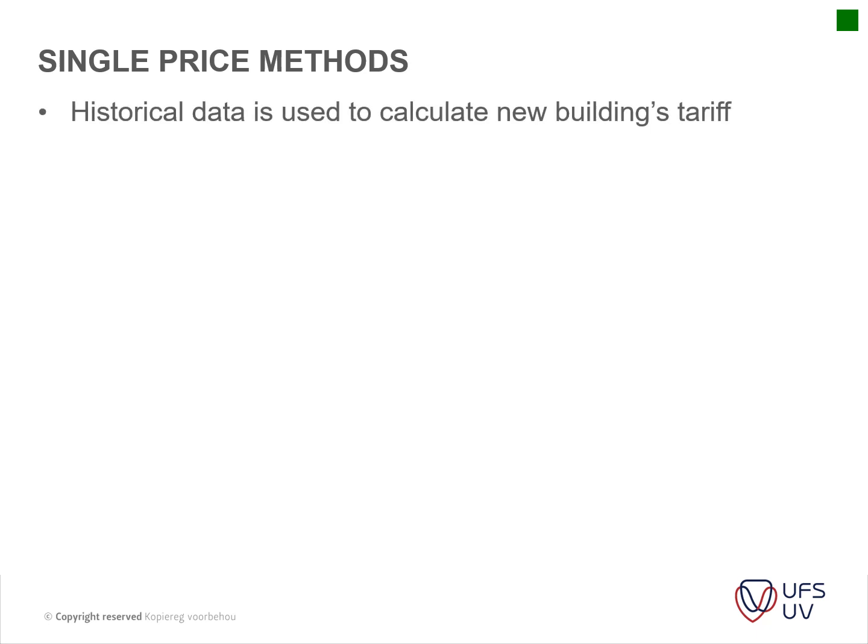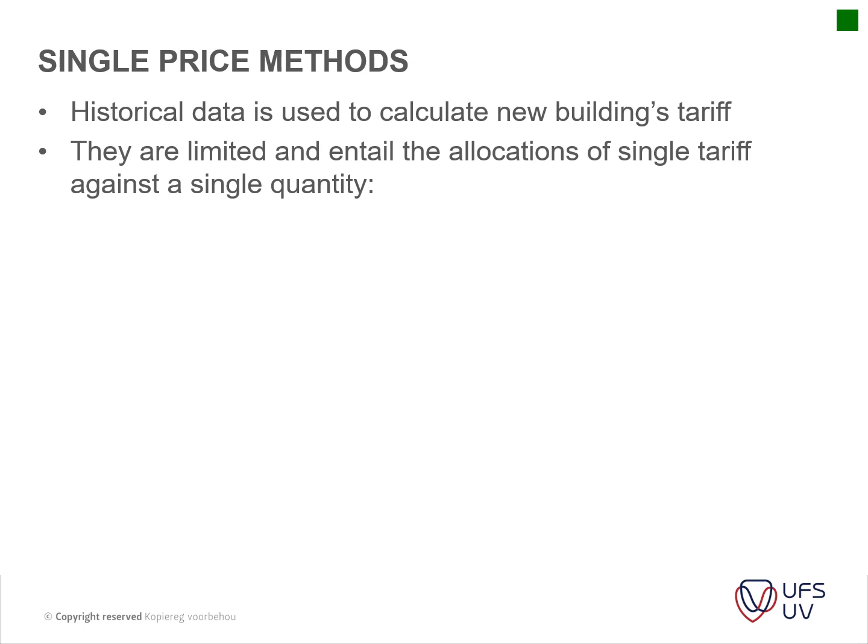So our single price methods. So we use our historical data always. So they are limited and entail the allocation of single tariffs. So it's usually a measurement times a rate. So for instance, you've got our unit method, which is the number of beds, the number of keys for a hotel development, etc. So you've got the number of beds times the rate of per unit when you use your historical building.